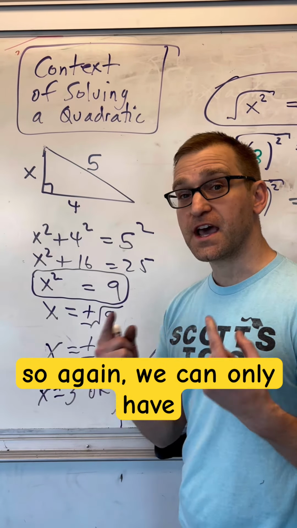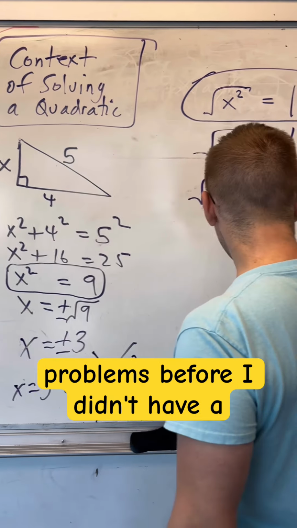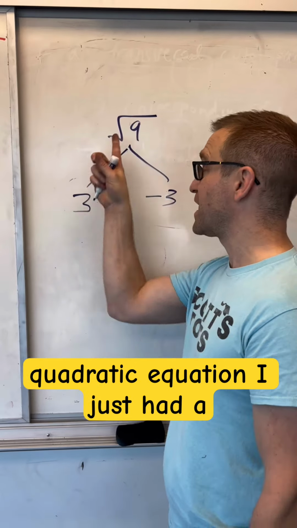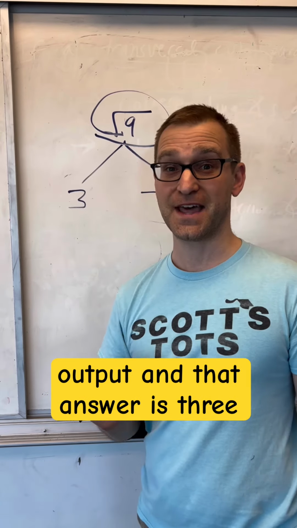So again, we can only have two solutions in the context of solving a quadratic. But in the problems before, I didn't have a quadratic equation. I just had a simple expression, so there's only one output, and that answer is 3.